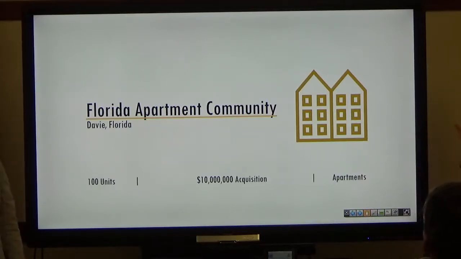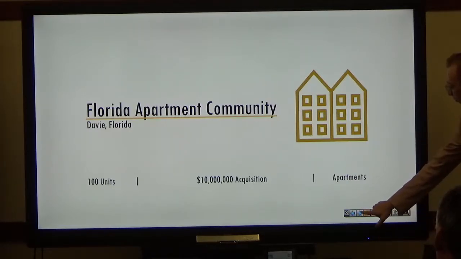Hello everybody, I'm Anthony, I'm Oswin, and we're presenting to you the Florida apartment community here in Davie, Florida. There's a total of 100 units. It's a $10 million acquisition, mortgage cost, and then they are apartments.